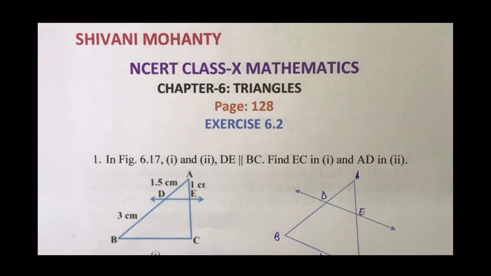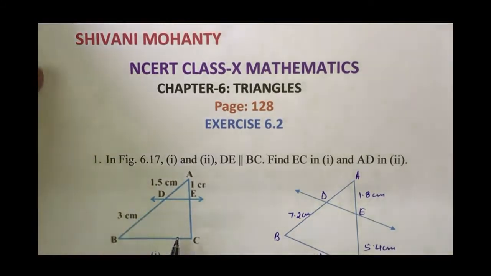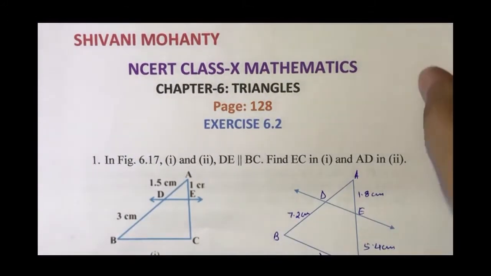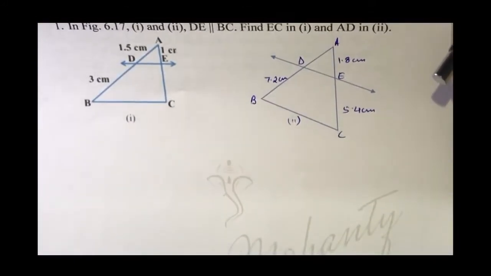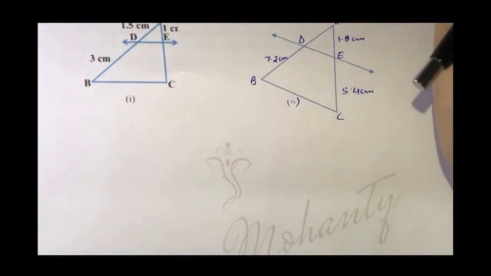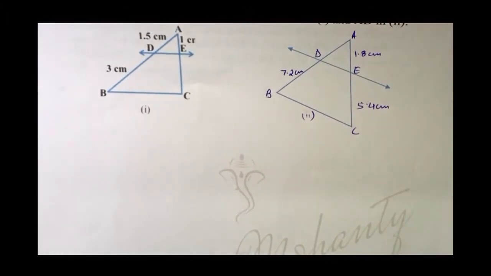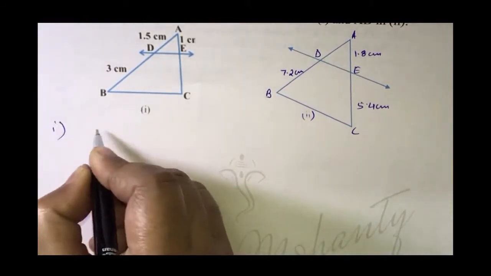So if I want to find out AD, that means there is some data given over here. What is AE? It is 1.8 centimeter. EC is 5.4 centimeter and DB is 7.2 centimeter. So let us do the first one. What is the first question? You have to find out EC. So now let us start with Thales theorem. So part 1, solution.